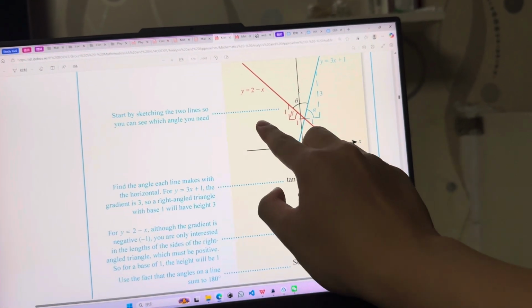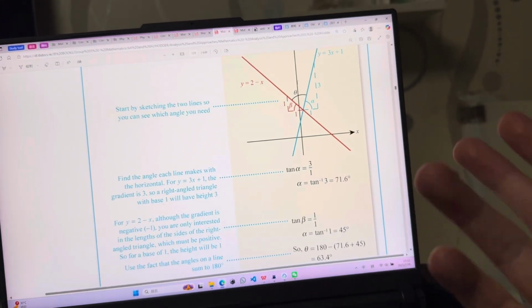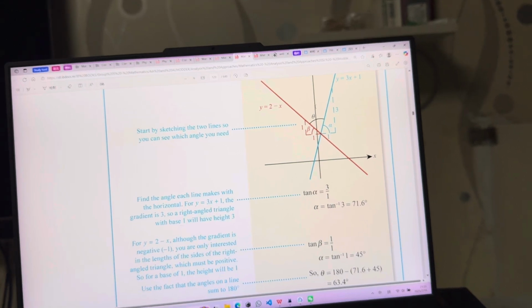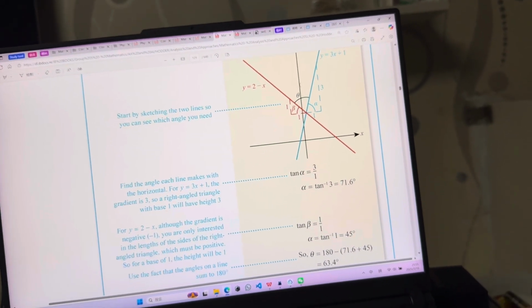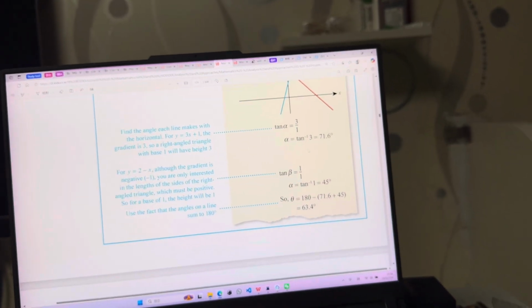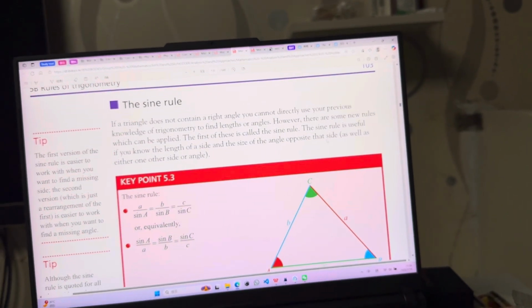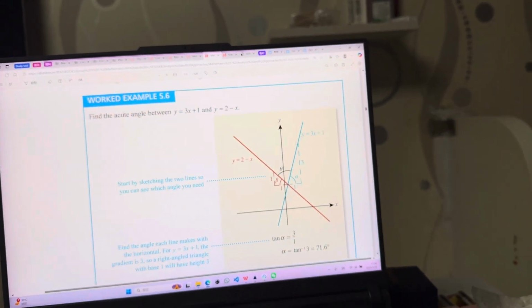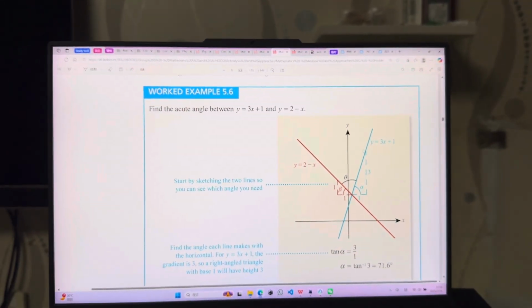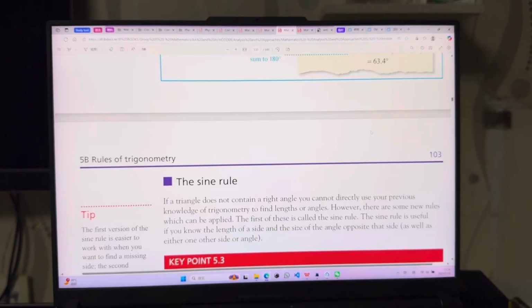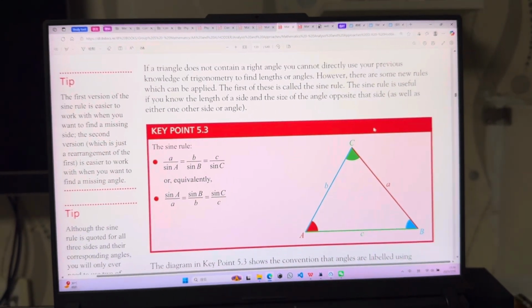Then because here's the line, the whole angle is 180 degrees. Then we use 180 degrees minus 45 and 71.6. So we know the result will be 63.4. Yes. So it's not a big deal, because we just use the basic definition and use a calculator. But the thing now will be a little bit interesting.